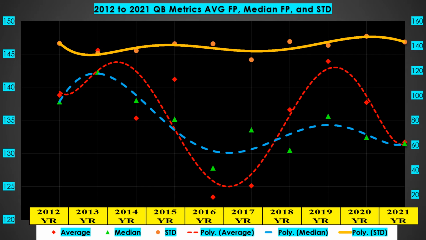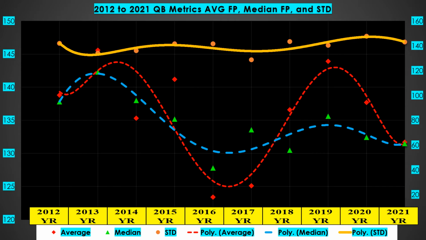So I like to look at the table, and I think it's important to look at the actual visual metrics here. So what I have are the average in the red diamonds, and that's for each year, 2012 to 2021. The median is in the green pyramids there, and the standard deviation is the orange circles. And then you see something called poly. That's a polynomial trend line, which I think is more insightful than just traditional linear trend lines here.